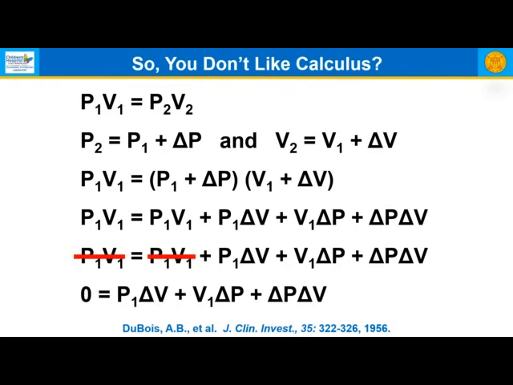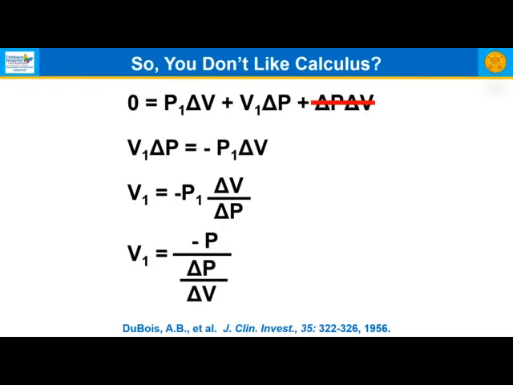Now, if you don't like calculus, let's go through this by algebra. P1 V1 equals P2 V2. So P2 equals P1 plus delta P, and V2 equals V1 plus delta V. We can put that back in this equation and expand that out. These two PVs cancel. So now we have P1 delta V plus V1 delta P plus delta P delta V equals 0. Now this is a very small number, since the person is panting, so a small times a small is even smaller. So we're going to just ignore that for the moment. So now we have V delta P equals minus P delta V. Again, we get the same equation that we did using calculus.